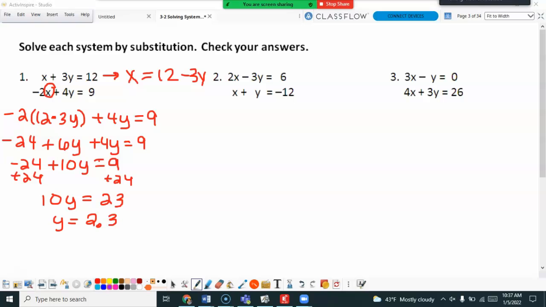So 23 divided by 10 is 2.3. You could also keep it as 23 over 10. That fraction will not reduce.